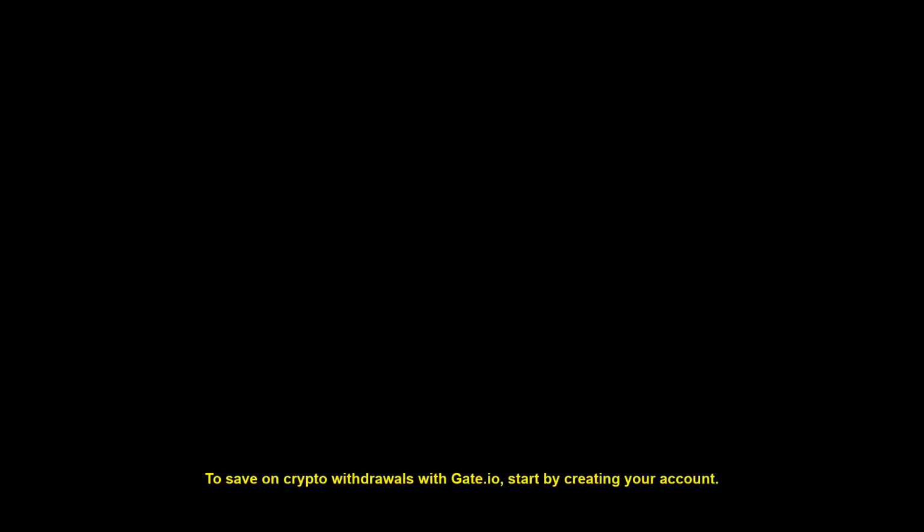To save on crypto withdrawals with Gate.io, start by creating your account. Visit the Gate.io website and click on the sign up button. Fill in the required details and verify your email address. Once your account is created, complete the identity verification process. This might include submitting identification documents for compliance. Make sure to secure your account with two-factor authentication.